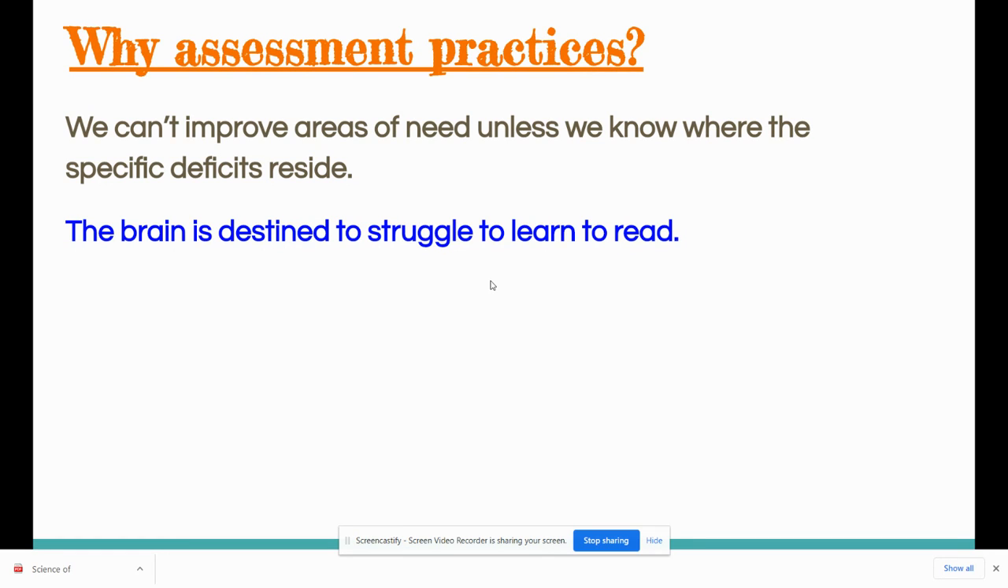We cannot improve areas of need unless we know where the specific deficits reside, and we don't know where to start. That's what assessment practices allow us to do. The brain by nature is designed to struggle to learn to read. It is not an easy process, and it is not a skill that we are born with.